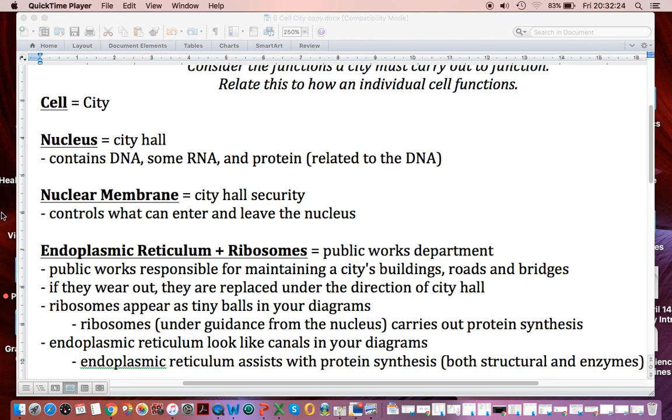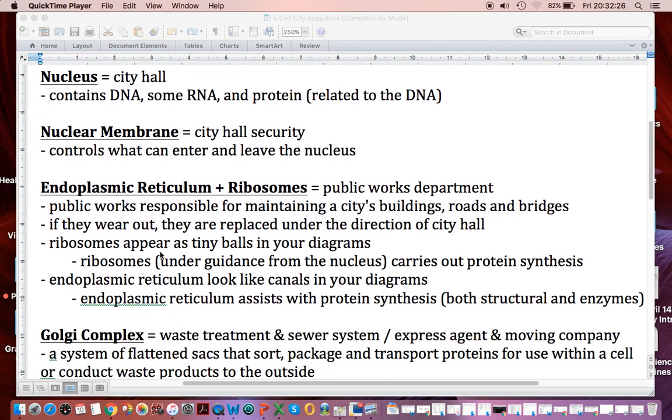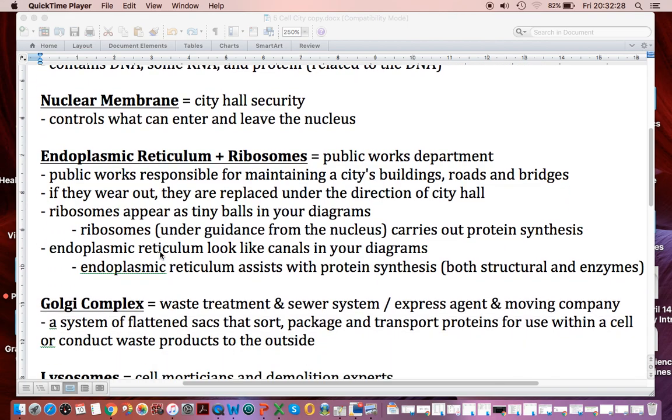Next, we have the endoplasmic reticulum and ribosomes. And so you can read through about the ER, but they look like large canals that go throughout the cell. And we have ribosomes, and they will look like these dots. And they're very important when you get to Science 10 because they're part of what makes protein. And that's really what cells are.